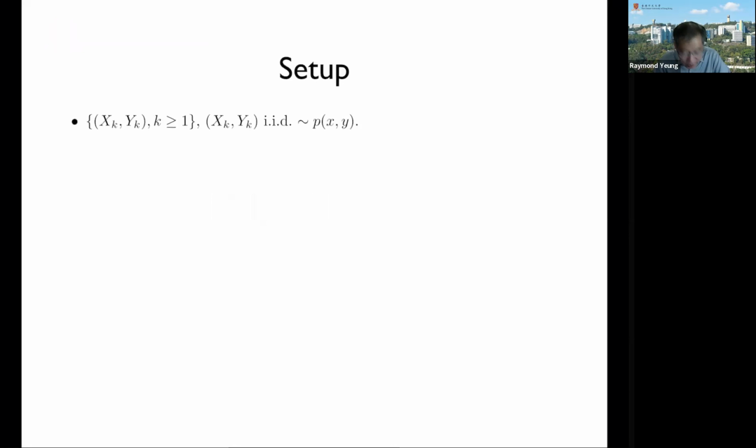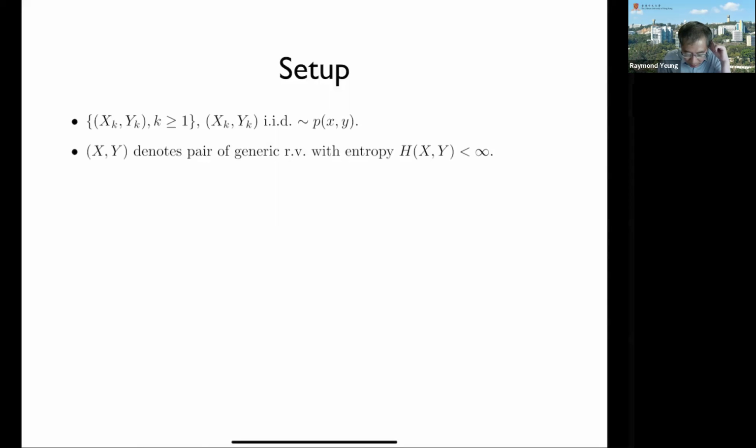Okay, here's the setup. Instead of having one random variable, we have a pair of random variables, X_k, Y_k, k equals 1, 2, 3, 4, and so on, where this pair of random variables are i.i.d. with a generic distribution. And as before, we denote a pair of generic random variables, but this time we need 2. We denote them by X and Y with a joint entropy being finite. So (X_k, Y_k) and (X_j, Y_j) are independent copies of each other. But X and Y do not need to be independent. In general, they are not independent.